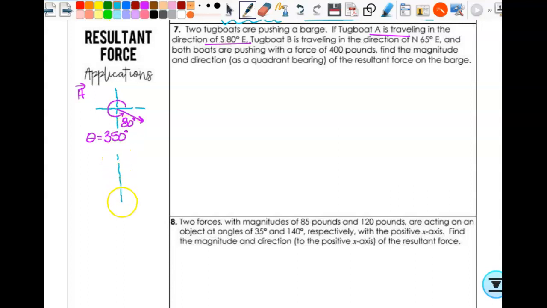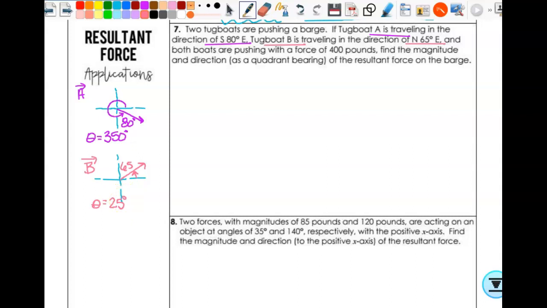Then I have to deal with B here. So tugboat B is traveling in the direction of north 65 degrees east. So I'm going to go north 65 degrees east. It's like right here. This is 65. So this is tugboat B, or vector B. What do I do with 65 to find theta? Subtract from 90, good, and that will give me 25 degrees, right?